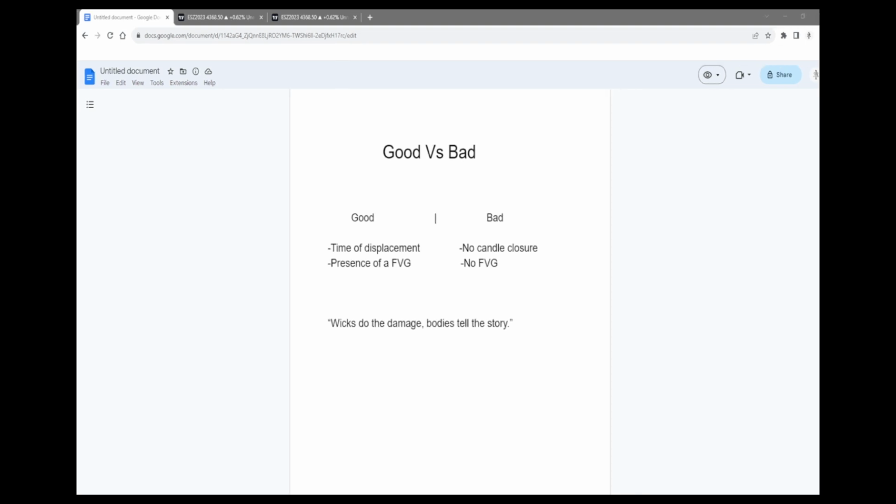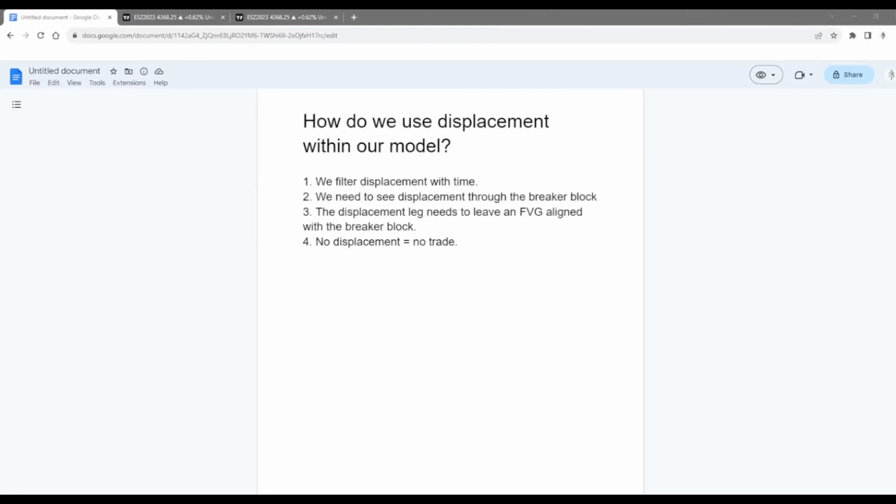Lastly, before we get into any examples, we need to understand how we use displacement within our model. First is filtering displacement with time. In prior episodes, I have explained that I am a New York AM futures trader. Therefore, I filter my displacement with New York Open. I am not concerned with any displacement that occurs before or after New York Open. I'm specifically placing myself at a specific time, and that is New York Open.